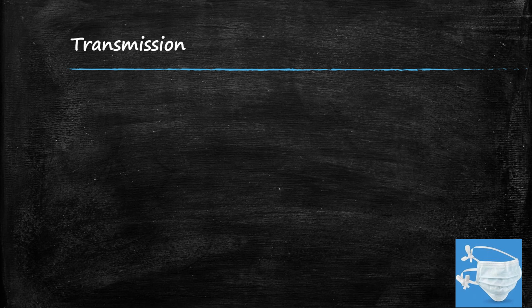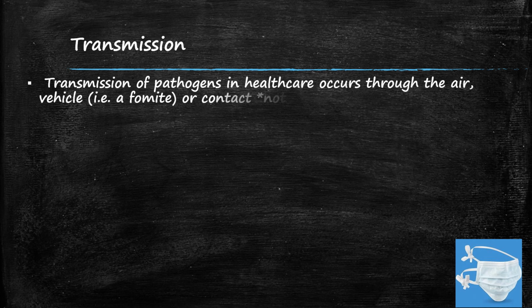So to carry on with the topic of transmission, the transmission of pathogens in the healthcare environment generally occurs through either the air, a fomite, or contact, not through a vector. So a vector is an organism, typically a biting insect or tick, that transmits disease from one animal to another. So a vector, like a mosquito, transmits malaria. So we may have patients with malaria in our healthcare facilities, but they did not acquire it there.